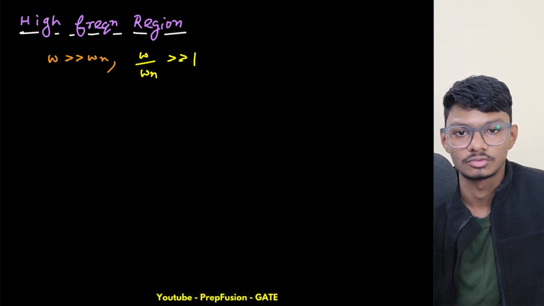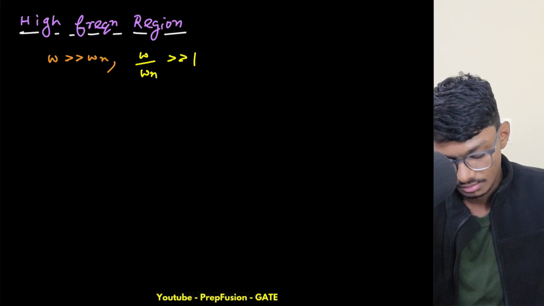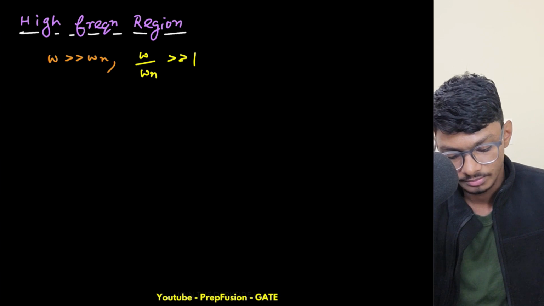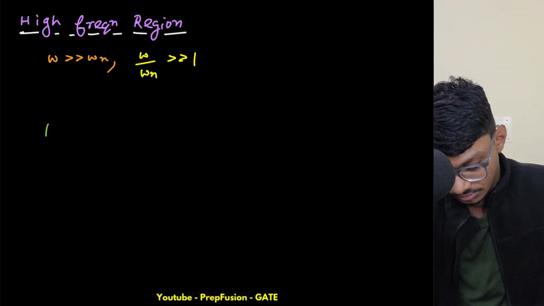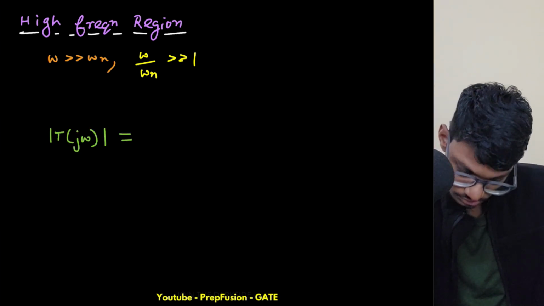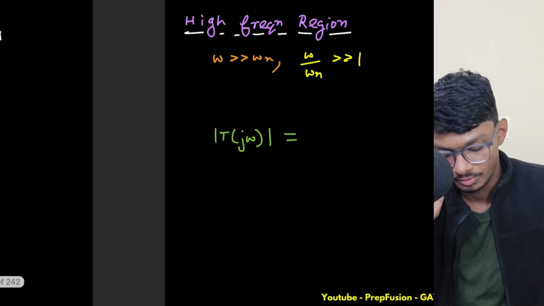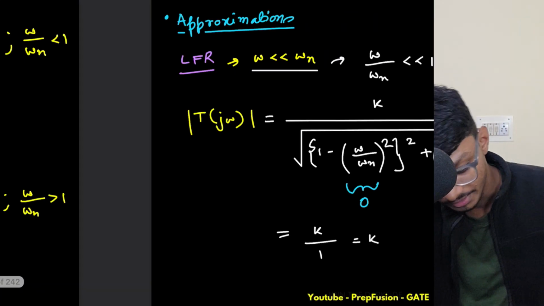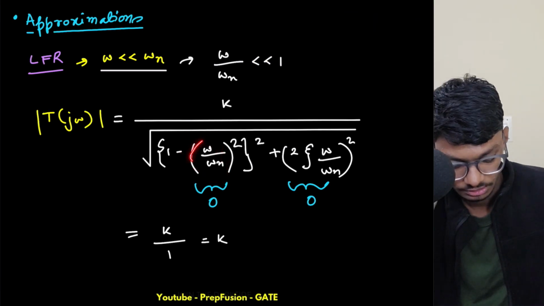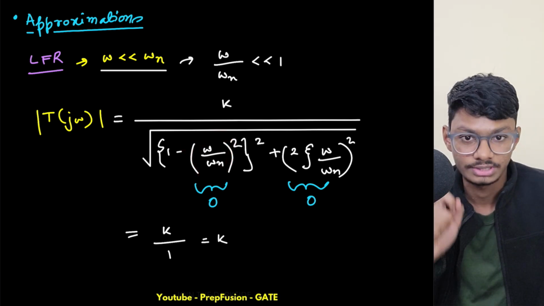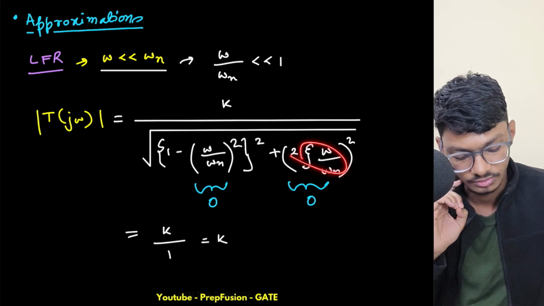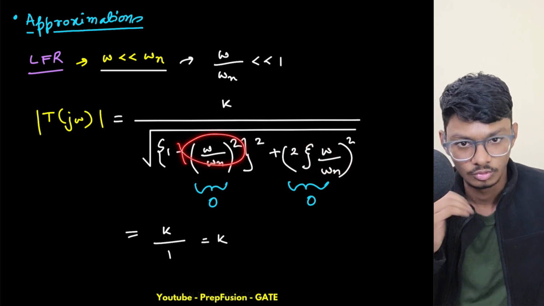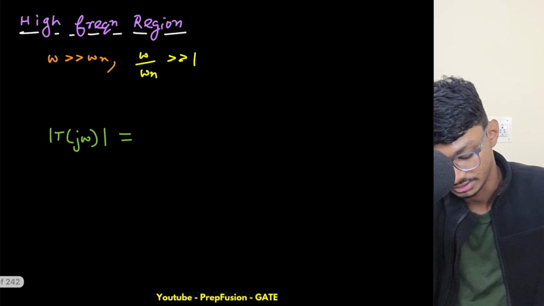Let me put the mic closer. So what is happening to my magnitude? If omega by omega n is much greater than 1, what will happen? This will dominate. Since it is much greater than 1, the 1 is lower and this term will dominate. The other will also be present, but this will dominate more. Let me first write the expression.